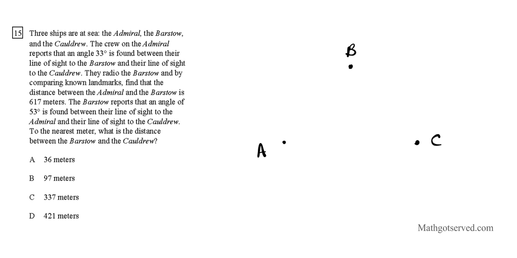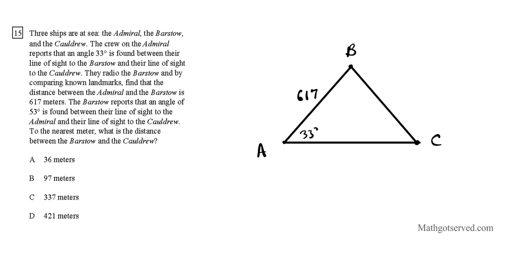Okay? Alright, let's formulate a triangle, and then we're going to populate the measures using the information in this paragraph. Okay? So we have a triangle situation. So we're now starting from Admiral. Angle of 33 is between Barstow and Cauldron. So this is 33 degrees right here. Between Barstow and Cauldron, this angle right here. Okay? Alright, and then it says, by comparing all landmarks, we find that the distance between Admiral and Barstow is 617 meters. So between Admiral and Barstow is 617.